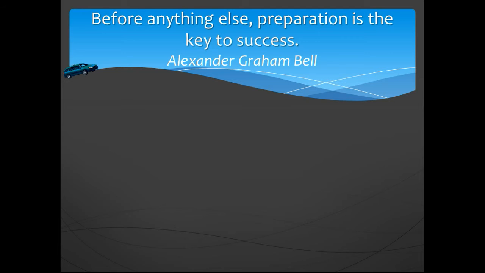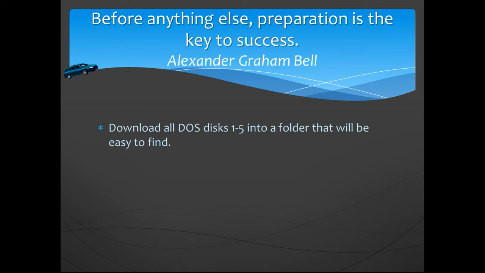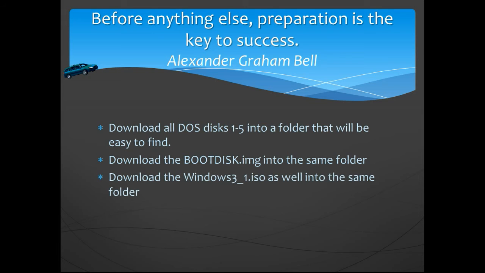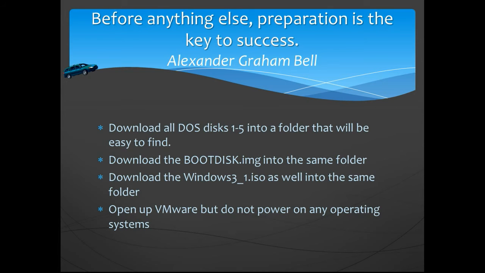Before we get started, make sure you download all of your DOS disks into a folder somewhere it's easy to find. I choose my desktop. Desktop is easiest. Make sure you download the boot disk and the Windows ISO as well into the same folder, and open up your VMware.